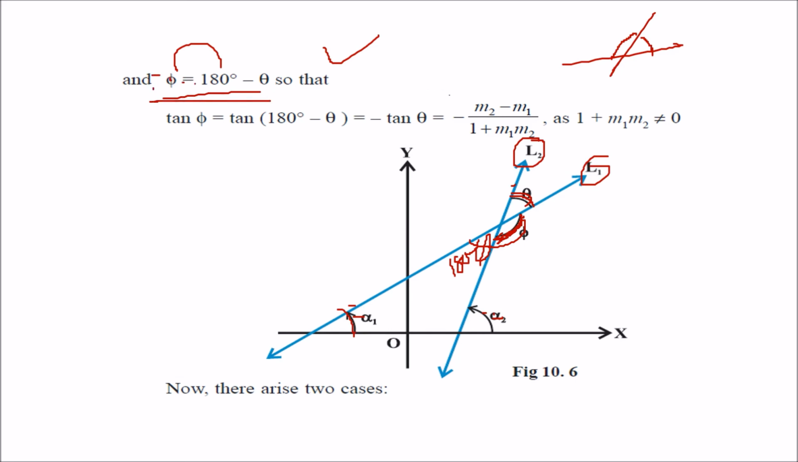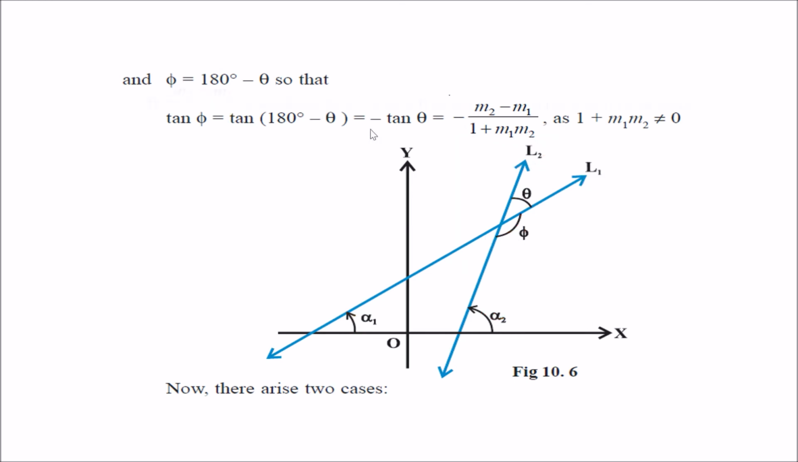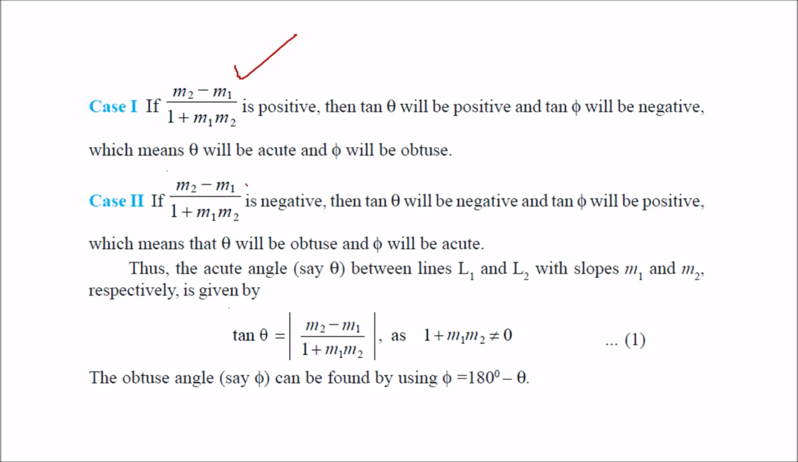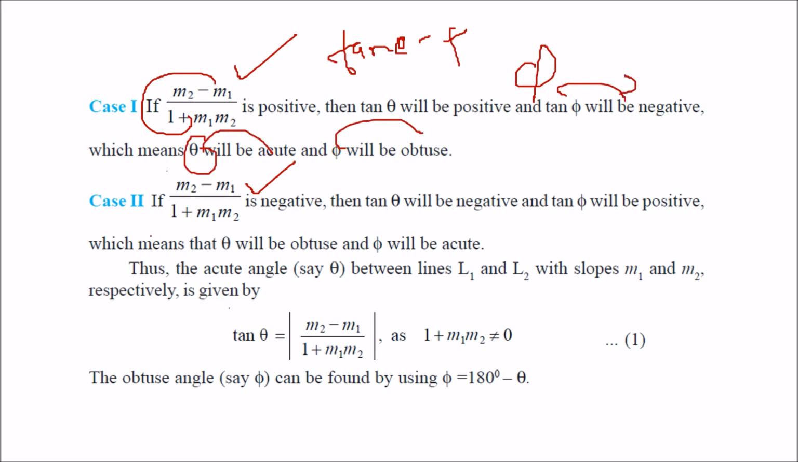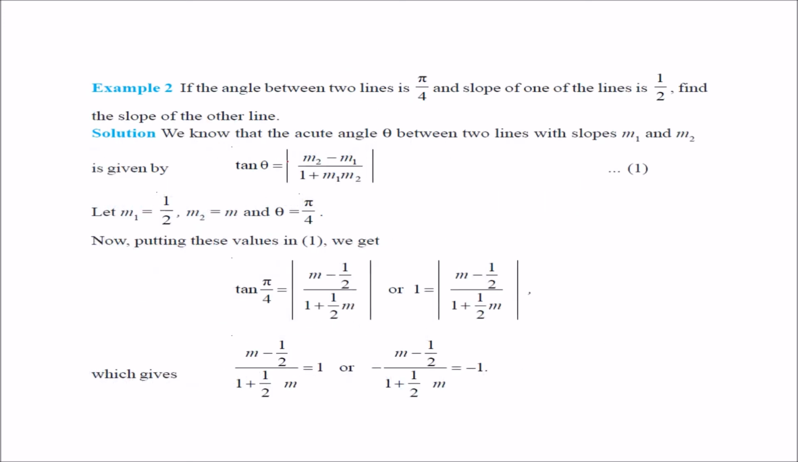Let us take tan here also. When we are taking tan phi is equal to tan of 180 minus theta, this is going to give you minus tan theta. And what we have found out as tan theta, that is m2 minus m1 by 1 plus m1 m2. So there are two cases which will arise. Either this is positive or negative. If this is positive, then your tan theta is positive, so tan phi is going to be negative, which means that theta is acute and phi is obtuse. If this is negative, then tan theta is going to be negative and tan phi will be positive, which means that phi is acute and theta is obtuse. So this is your angle. We'll be utilizing this more often.